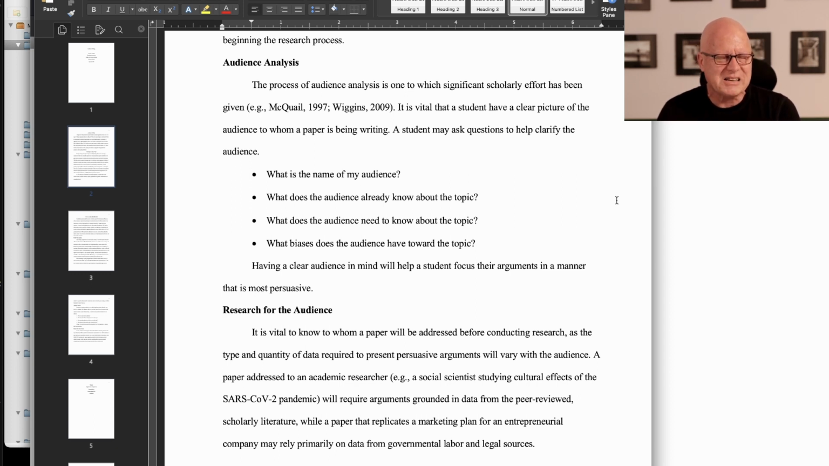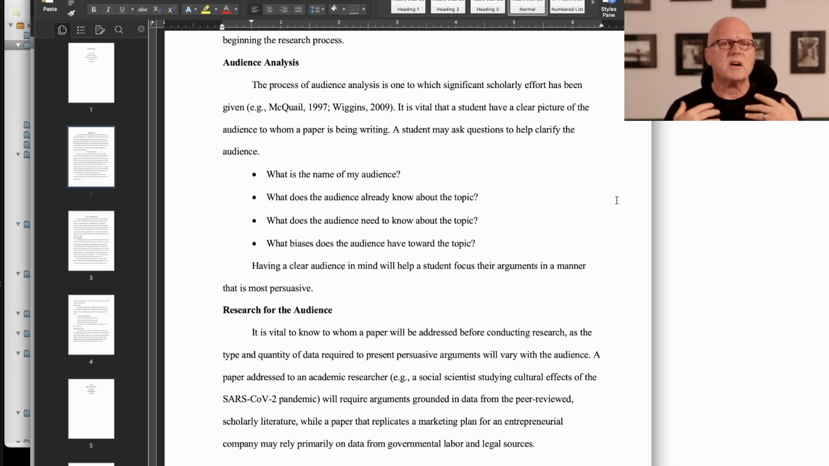What biases does the audience have toward your topic? We as humans carry a bag full of biases. We all have preconceptions, we all have opinions, we all have desires. These biases influence our ability to receive information, particularly information that contradicts the biases that we already have.